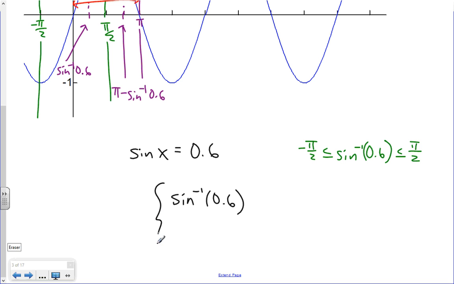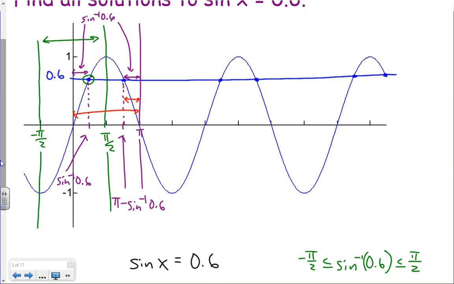So I'm going to put a little piecewise function here, and we'll say x equals this piecewise answer. One solution that we already know is sine inverse of 0.6, and the other one that we just came up with, because of the symmetry, is pi minus sine inverse of 0.6. There's our two solutions. Now those are the two solutions on this first little upper bound that we've got sketched here. But I can see if I move over to the right, I've got even more. There's two more over here and two more after that.